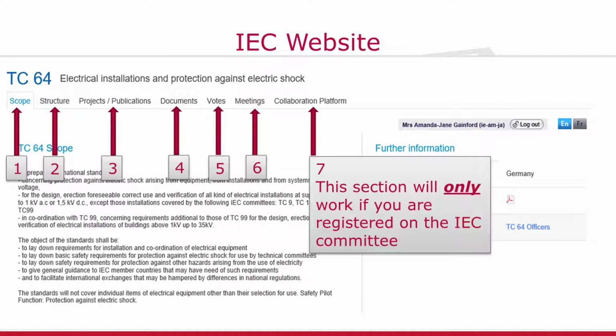Next slide. Once in the committee home page, there are 7 more tabs to choose from: Scope, Structure, Projects, Publications, Documents, Votes, Meetings, Collaboration Platform. It is important to remember that the collaboration platform will only work if you are registered on the IEC Technical Committee in the form of a working group, a project group, or a maintenance team. Next slide.